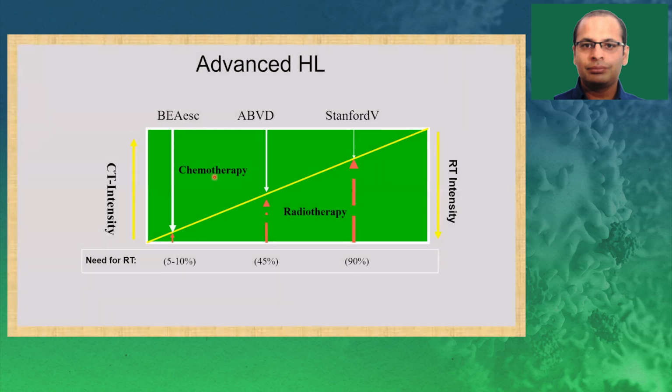An important slide, how to decide on the radiation intensity. As the chemotherapy intensity increases in the escalated BEACOPP or decreases down to Stanford V, and somewhere ABVD lies in between, the need for radiotherapy for advanced stages decreases or increases subsequently. For BEACOPP, you require radiotherapy in almost 10% of the cases, for ABVD in around 40 to 50% of the cases.